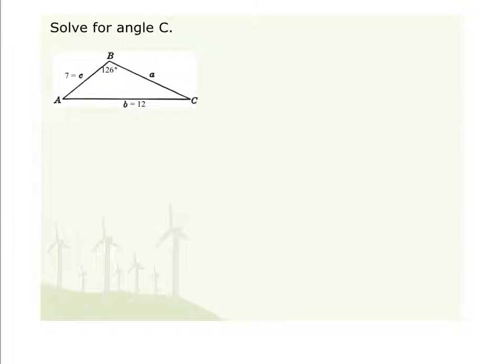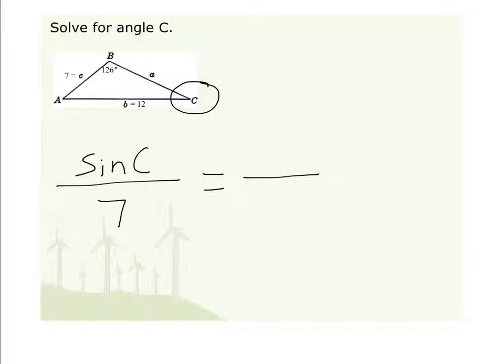Let's take a look at finding an angle. This one wants us to find C. Okay, let's start with that. Sine of C over side length C, which is 7.